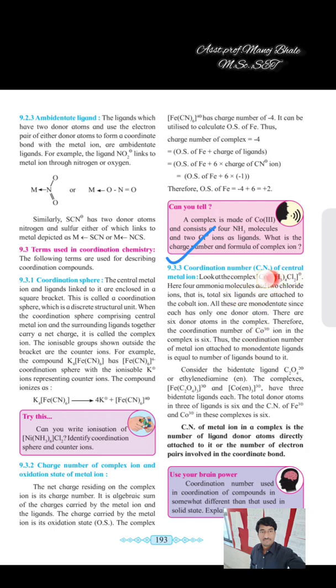What is the coordination number? C.N. means coordination number. In short, we write coordination number as capital C dot capital N dot. So this is the coordination number. The coordination number of the metal is defined as the total number of ligands which are directly bonded to the central metal. Let's take one example for the coordination number.